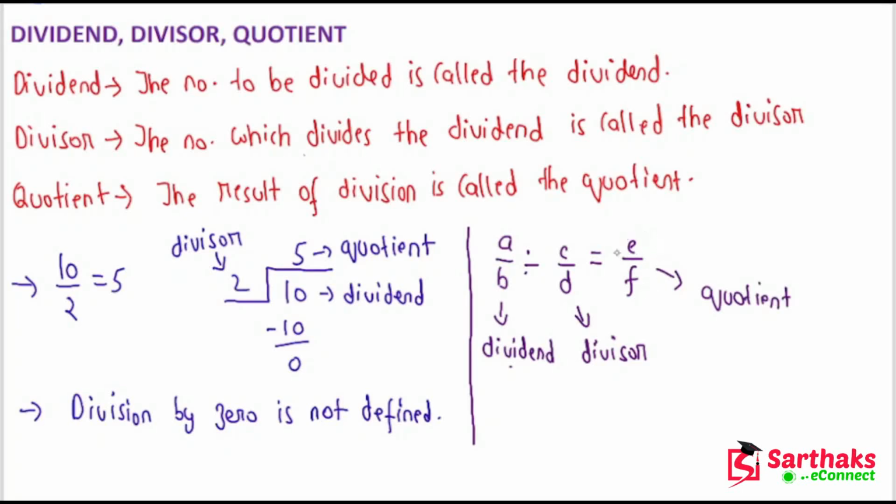And what will be the quotient here? Obviously it will get reciprocal. A by b cross d by c will be the quotient. So this was all about dividend, divisor and quotient. Now let us do some questions on them and clarify the concept further.